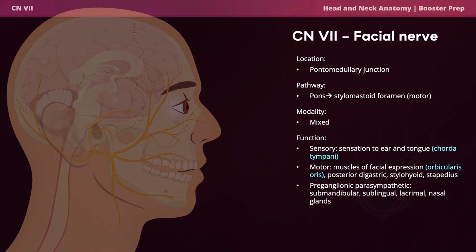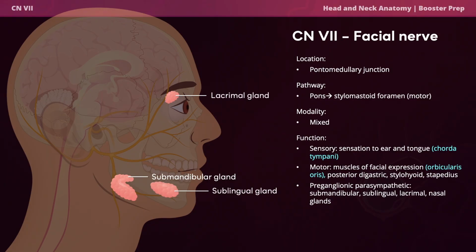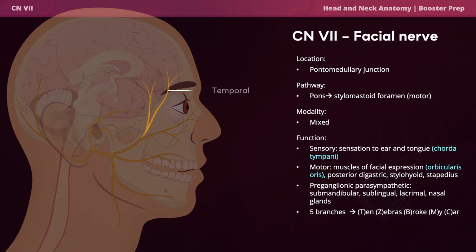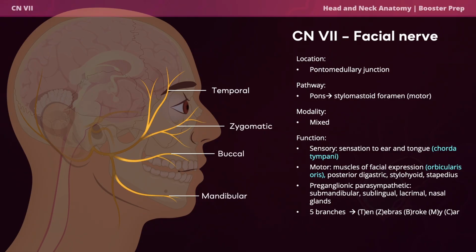And on top of all of this, the facial nerve also carries parasympathetic fibers to innervate glands such as the submandibular gland, the sublingual gland, the lacrimal gland, and the nasal glands. So there are 5 facial nerve branches: the temporal, the zygomatic, the buccal, the mandibular, and the cervical branches, which can be remembered from the mnemonic "Ten zebras broke my car."